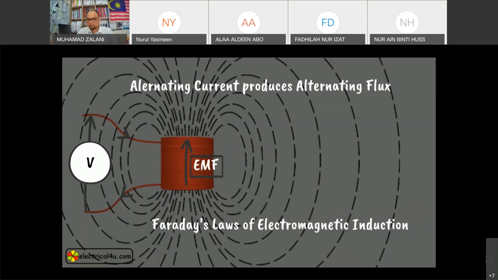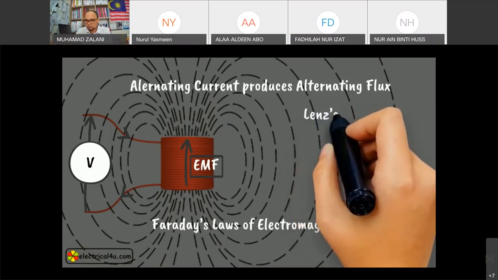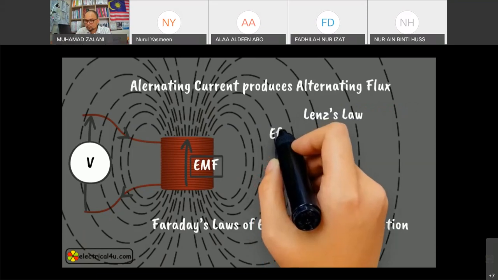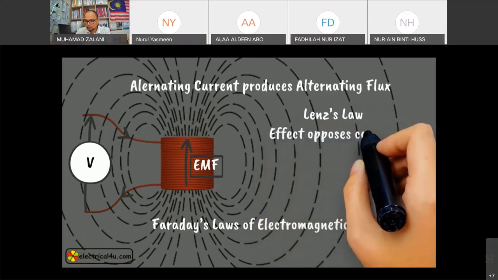The supplied alternating voltage causes alternating current in the winding, which produces continually varying flux inside and outside the winding. This continually varying flux produces induced EMF across the winding. So we can say that the supply voltage is the cause, and the induced voltage in the winding is an effect of this cause. Hence, according to Lenz's law, this induced voltage will be in opposite polarity to the supply voltage, since, according to Lenz's law, effect always opposes cause.